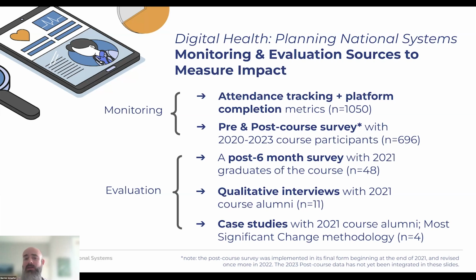And then we have the pre and post course surveys. So for every single course, we do knowledge checks before and after, and we were able to look at the differential there. We also do that per module as well, to look at how people feel about the material they're about to learn, and then how they feel about what they learned during the time.